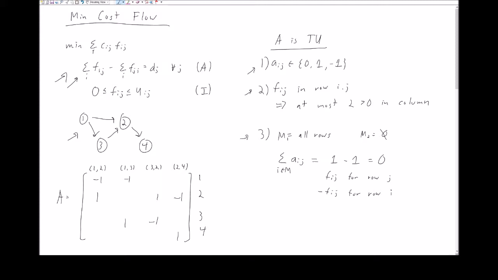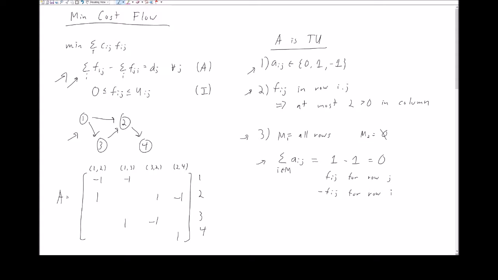Finally, we need to verify that we can partition the rows into two sets so that the sum of all the entries in one minus the sum of all the entries in the other is 0. In this case, our two partitions are very easy. M1 is the set of all the rows, and M2 is the empty set. In this case, when we sum all the rows of the a_ij's, we have one positive 1 and one negative 1 in each column. So if we sum up all the entries in a column, we get 0. This is because every arc is going to appear exactly once as a negative and exactly once as a positive, because it's leaving one node and coming into another.